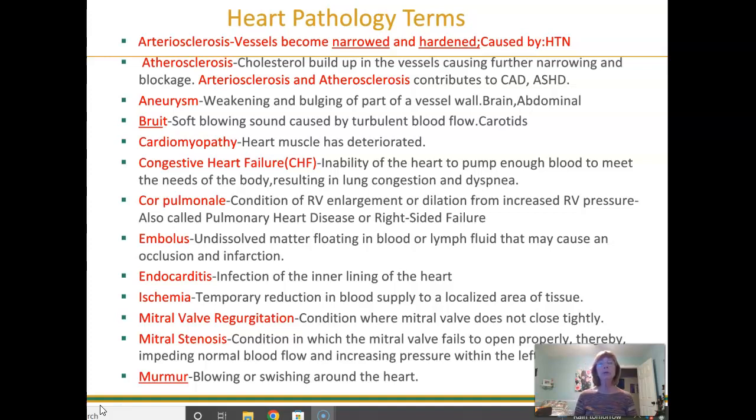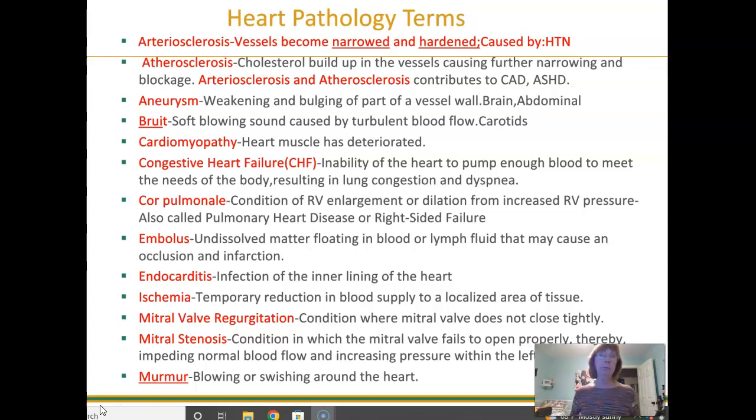Atherosclerosis is cholesterol buildup in the vessels, causing further narrowing and blockage. So that's when people have to go on a low-fat diet, and they have to watch what they eat, and they have to exercise, and they usually have to take medication if the diet's not working. But a lot of times, if they just watch what they eat and stay on that diet and exercise, it clears up.